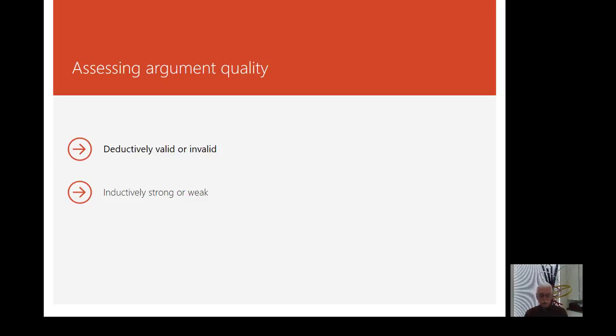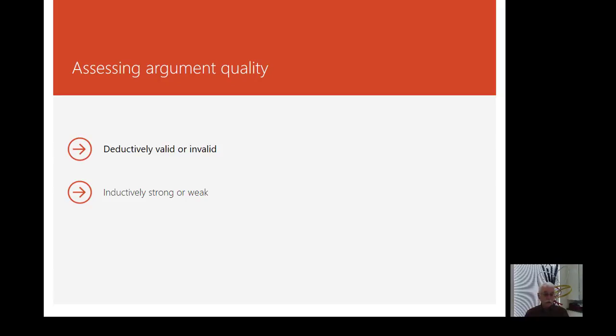If the arguer believes the truth of the premises definitely establish the truth of the conclusion, if that's their intention, then their argument is deductive. If the arguer believes that the truth of the premises provides good reasons to believe the conclusion, but not certain reasons or definitive reasons, then the argument's inductive.